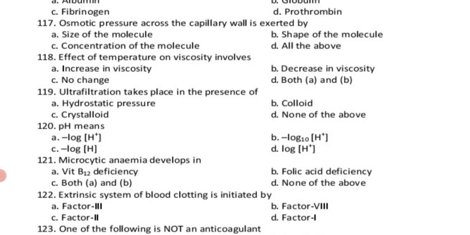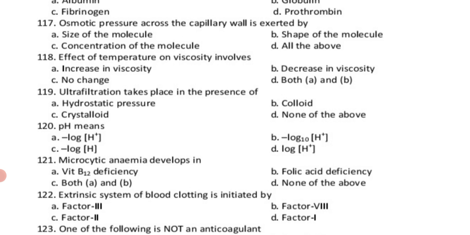Question number 121. Microcytic anemia develops in. Microcytic anemia happens when the RBCs are smaller than usual because they don't have enough hemoglobin, and we know that hemoglobin is an important protein which helps to carry oxygen throughout the body. Microcytic anemia is because of deficiency of vitamin B12 and folic acid. Option C, both A and B, is the correct answer of question number 121.